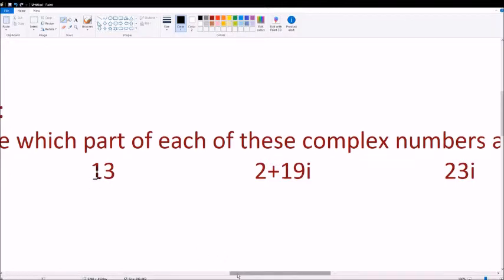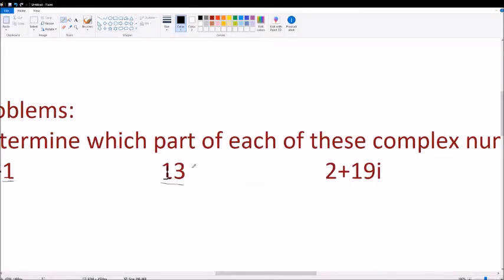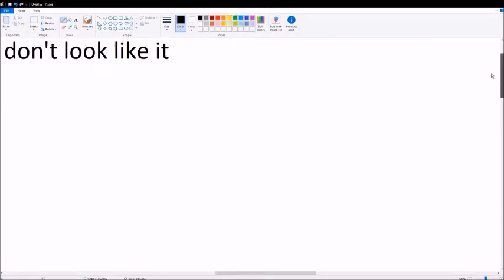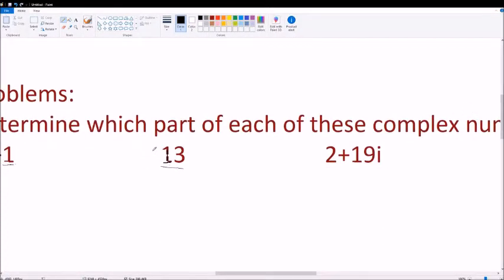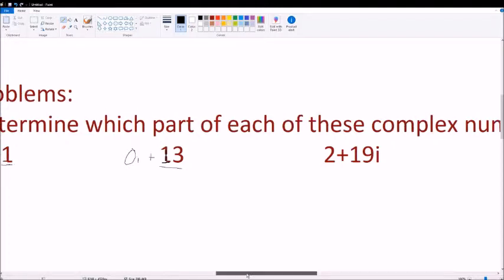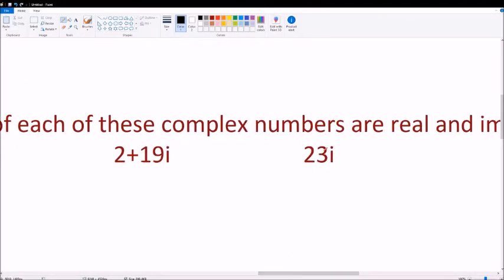In 13, we know that 13 is real because there is no i, but we just learned that all numbers are complex numbers, so where's the i? At this point, you have to realize that there is also an imaginary, or not shown, 0i added on. The same is true for 23i. 23i is imaginary, but there's also a 0 added on.